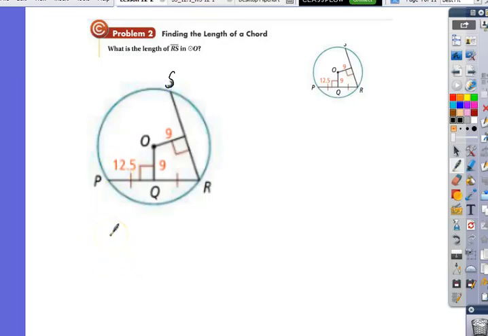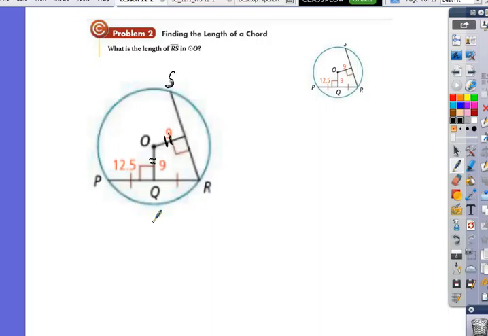But what do we know? We know what's the distance between point O and line SR? 9. And what's the distance between point O and PR? 9. So could we say that SR and PR are equidistant? You could. Let's do it. Say it. They're equidistant. SR and PR are equidistant from point O.